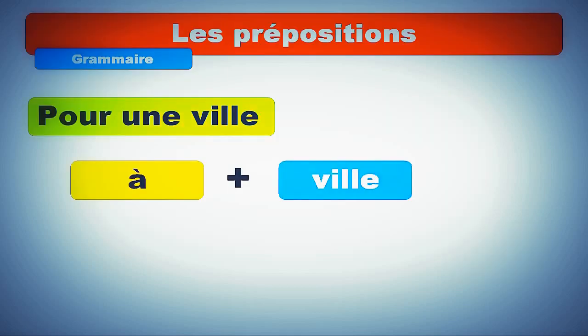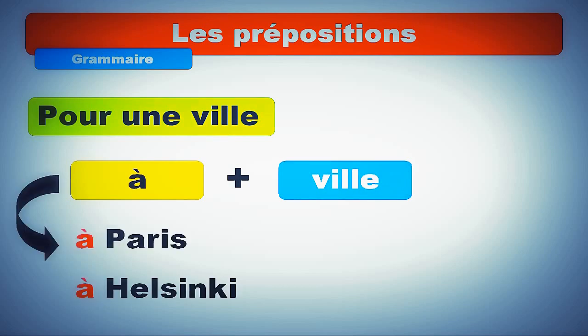So let's start with a town. If you want to introduce a town, pour une ville, then you will have to use the preposition à. Okay, and then just put the town. Alright, so let's take an example. À Paris, à Helsinki. Okay, so it's actually quite simple.